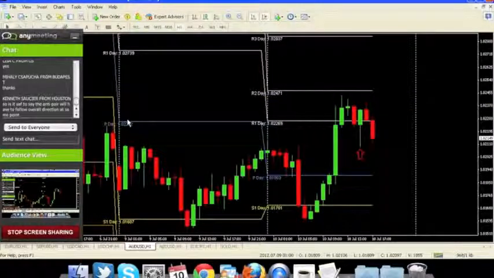Kenneth is saying, so is it safe to say the anti-correlation pair will have to follow the overall direction at some point? Yes, that is safe to say, but which of the anti-correlating pair will follow? That's what we're discussing right now. You will obviously have one pair going up, one pair going down when you have anti-correlation, but which one will follow? And how do you know which is the right direction? So let's go over that right now.